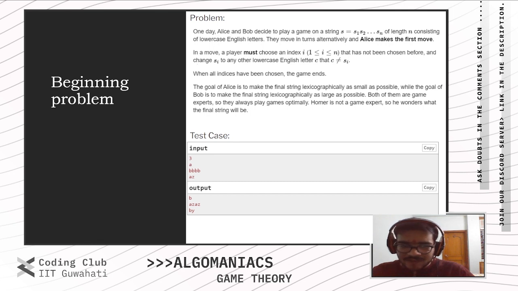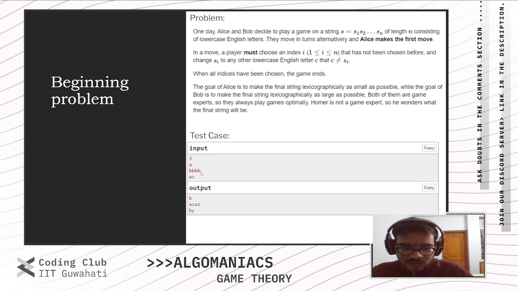Okay, so after thinking about it for a while, you will realize that the greedy solution actually works here. Actually, it works in most of the low-rated problems of game theory. Both of the players would try to select the smallest index I which has not yet been chosen, and change it to a character which favors them.